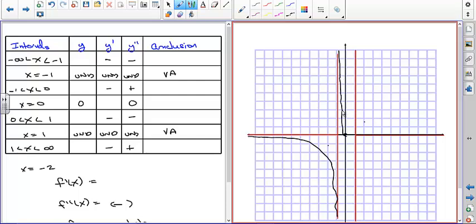I have a point of inflection where it changes from concave up to concave down, but it's still decreasing until I get to the bottom of the vertical asymptote. Then I come to the top of the vertical asymptote, and it's still decreasing, and it's concave up, and it approaches the horizontal asymptote. So that's what the function looks like.